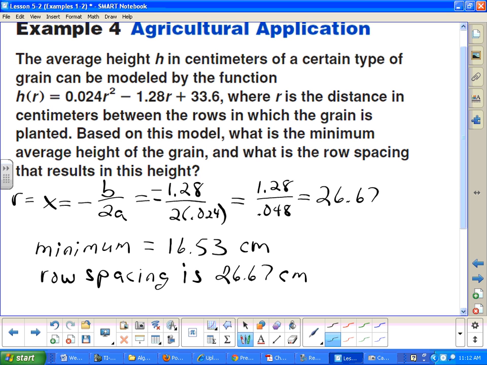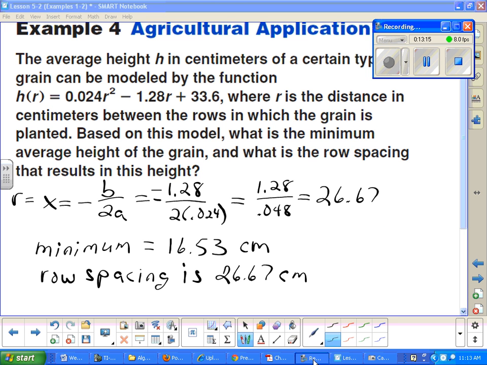In other words, to get the minimum, they have to have average spacing of almost 27 centimeters. Okay. Any questions about that?